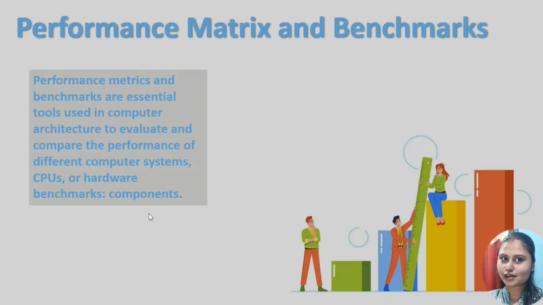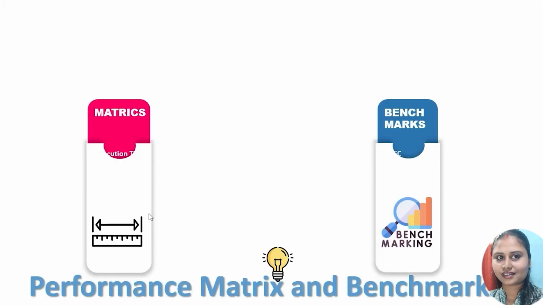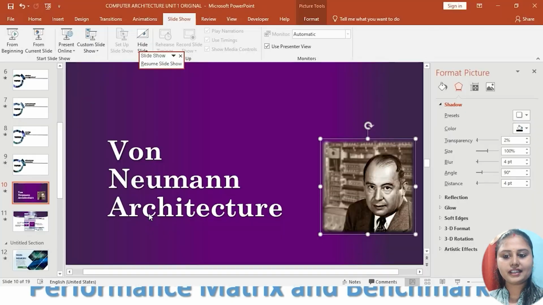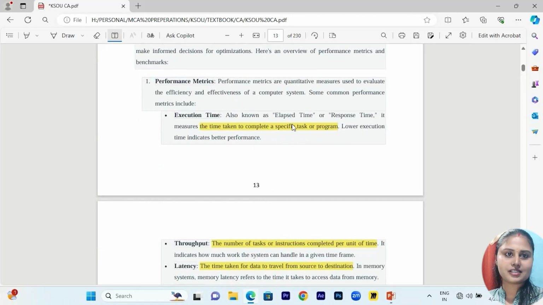Let us see the components of metrics and benchmarks. The benchmarks are tests performed by cross-platform software. Some of the metrics that we can observe in computer architectures are execution time, throughput, latency, bandwidth, clock rate, IPC, cache hit rate, power consumption, etc.